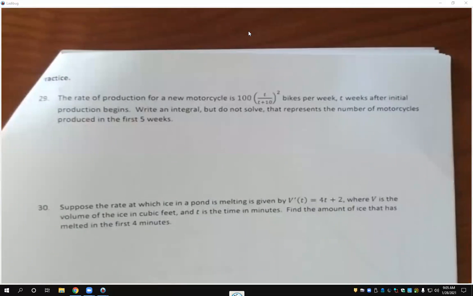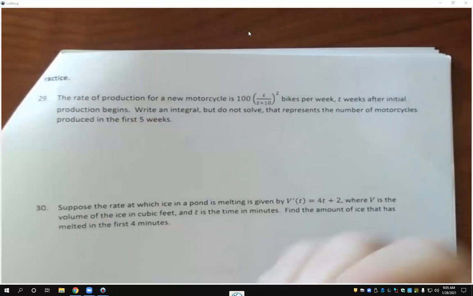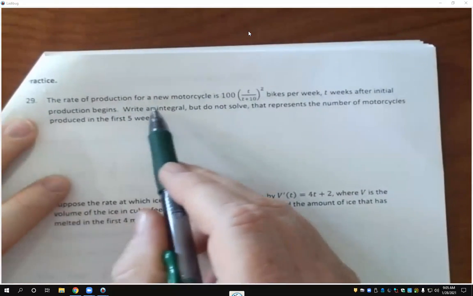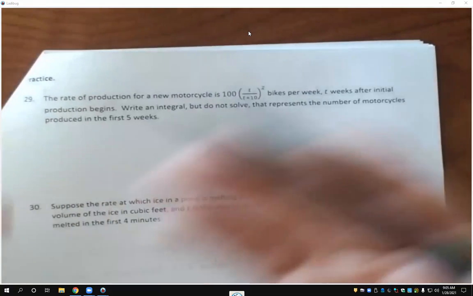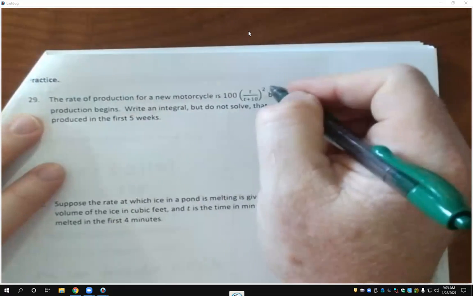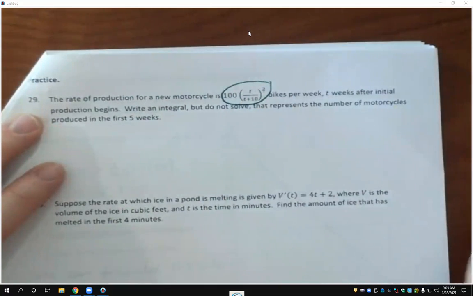All right. So just got a bunch of word problems. Okay. The key is don't freak out on word problems, right? You just got to pick out the information you need and put it into either an integral or a derivative. Okay. The rate of production for a new motorcycle. So we're just producing motorcycles. Okay. But this is a rate. So that is my rate function right there. I want to take the antiderivative of that to get the total amount.